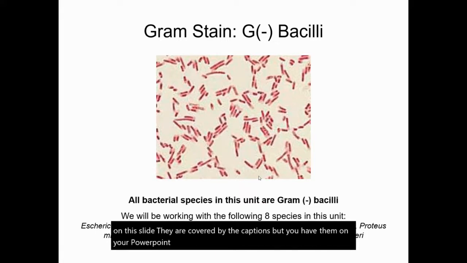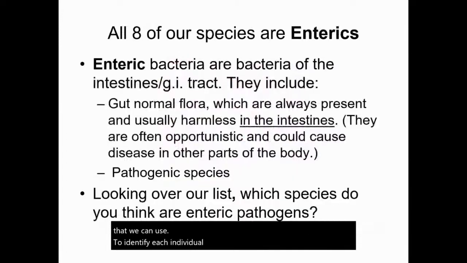And as you can see in the picture, if you were to do a gram stain, you would see red rod-shaped cells all in a single arrangement. Okay, so that's what they're all going to have in common. So we're going to talk about various selective and differential media that we can use to identify each individual organism.